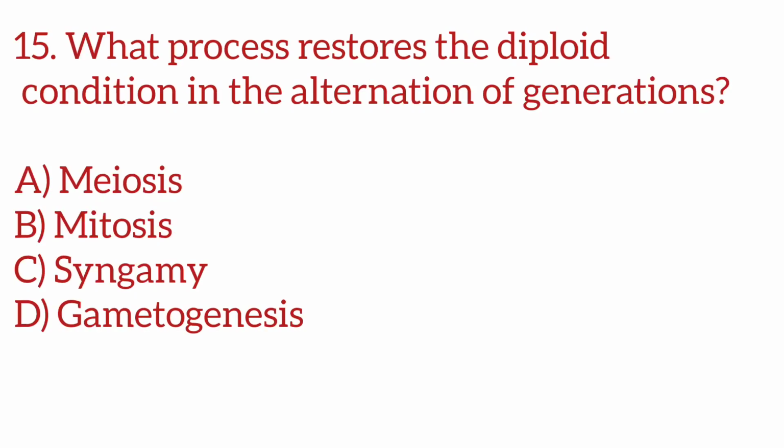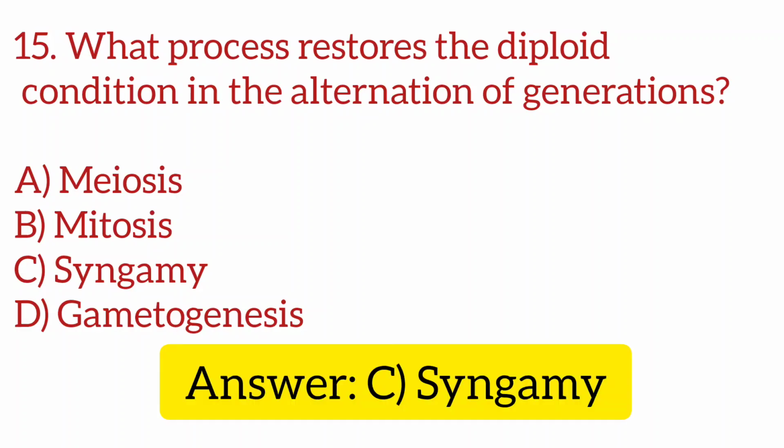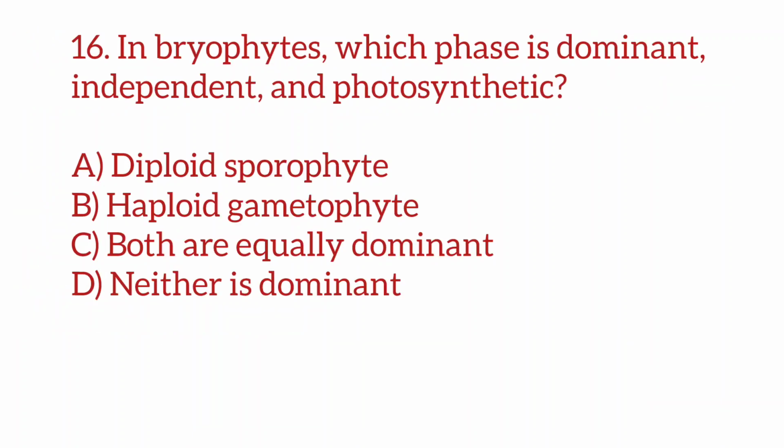15. What process restores the diploid condition in the alternation of generations? A. Meiosis. B. Mitosis. C. Syngamy. D. Gametogenesis. Answer C. Syngamy. 16. In bryophytes, which phase is dominant, independent, and photosynthetic?